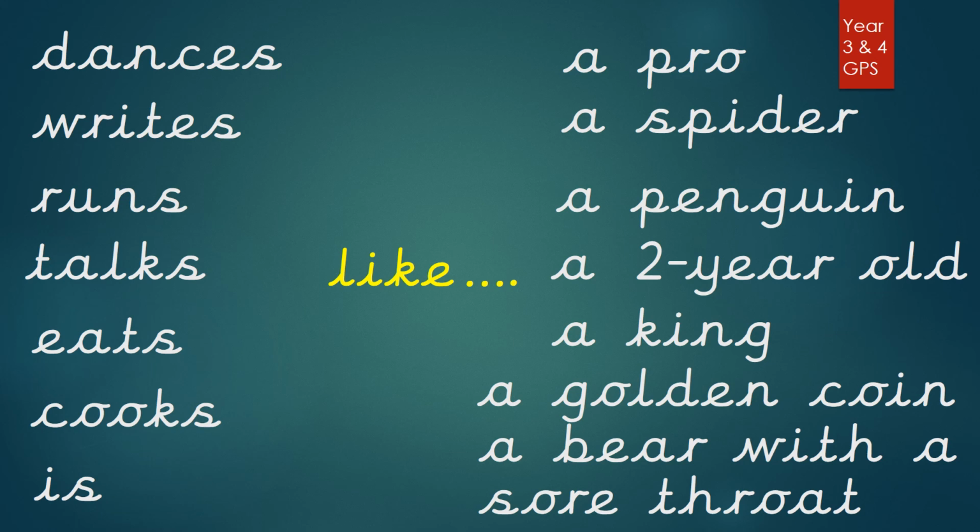What might somebody dance like? He dances like a king. He dances like a bear with a sore throat. He dances like a spider. They're all possible. They all create a different picture in your mind. How many different similes can you make? Give it a go, and then we'll move on to the second kind of simile.